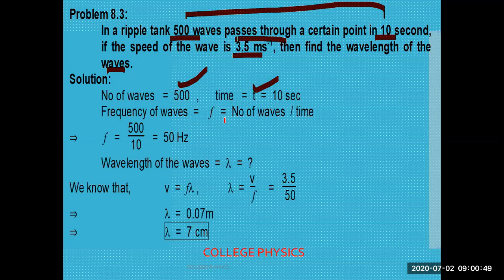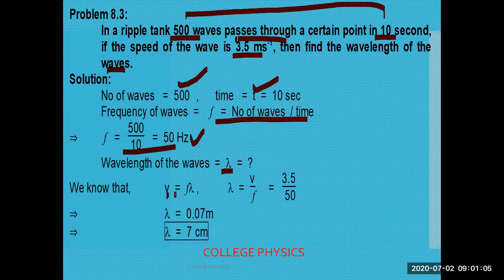So the frequency of the waves is the number of waves per unit time. You divide the number of waves by the given time, and so you have calculated the frequency. After calculating the frequency, your next step is to calculate the wavelength.